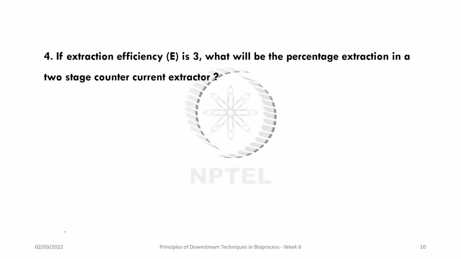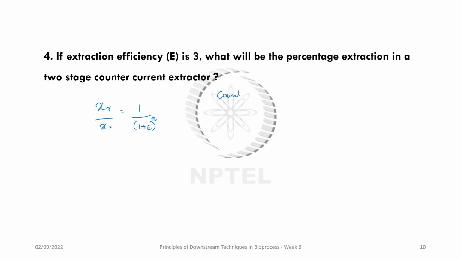So we are talking about counter-current and not regular extraction here. So what is the formula for counter-current? I don't see anybody answering. So in general, we have XR by XF is equal to 1 by 1 plus E whole power n. This is for multi-stage extractors. Correct?